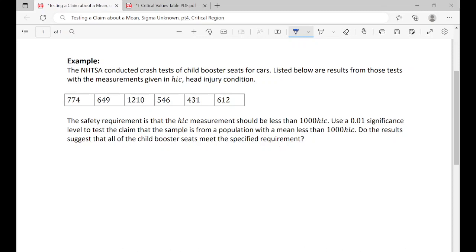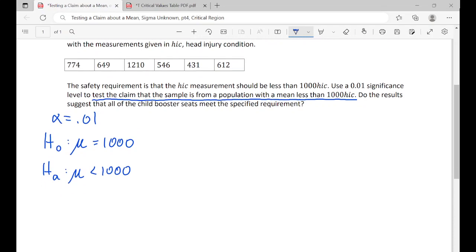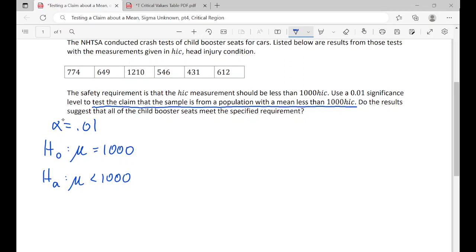Well, we know that our alpha value is 0.01, and we are testing the claim that the sample is from a population with a mean less than 1000. So in our null hypothesis, we can say that the mean is equal to 1000. And for our alternative, right here it says less, so we're going to be less than 1000.